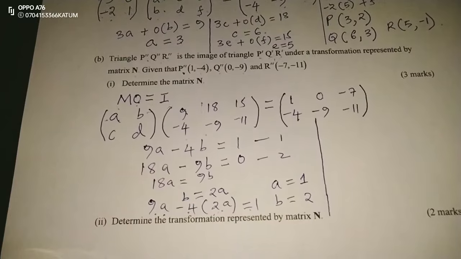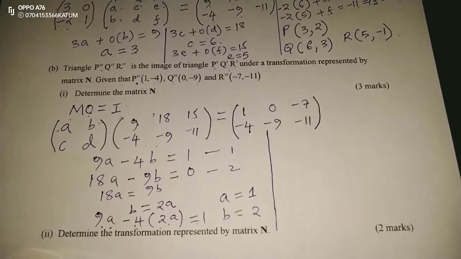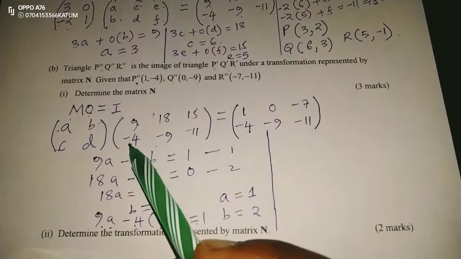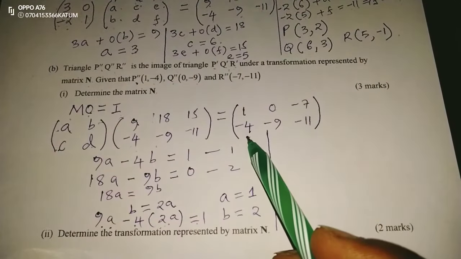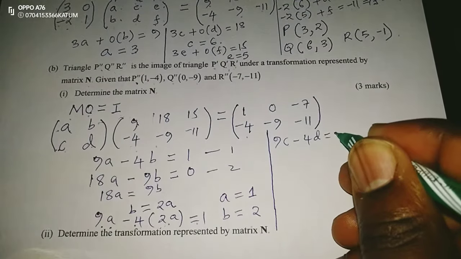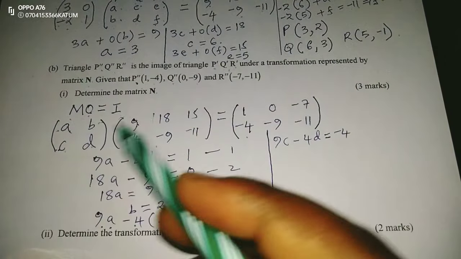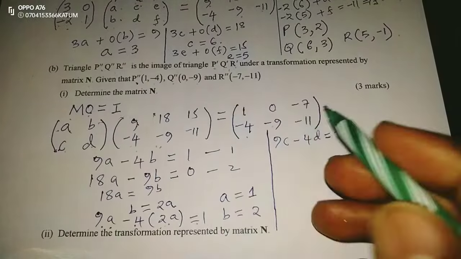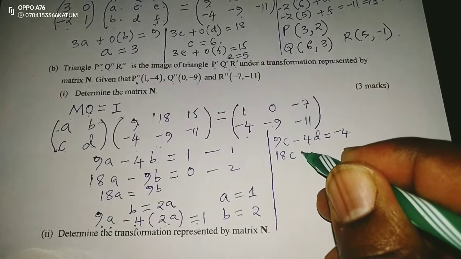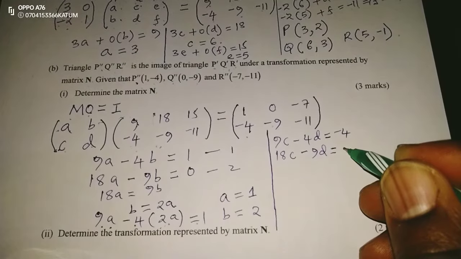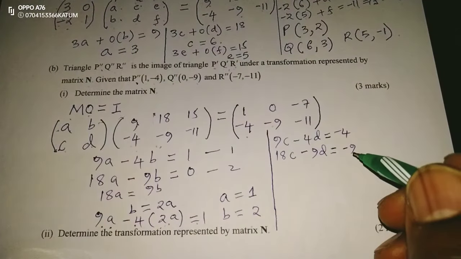We can go on to determine the next two unknowns, using the same approach. You say this row multiplied by the first column will give the first element here. Therefore, 9c minus 4d will be negative 4. The row times the column here should give us the next element. So 18c minus 9d is going to give us negative 9.